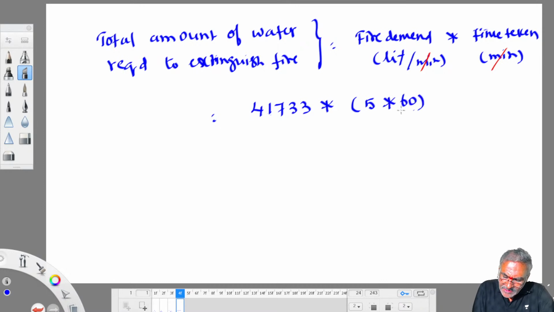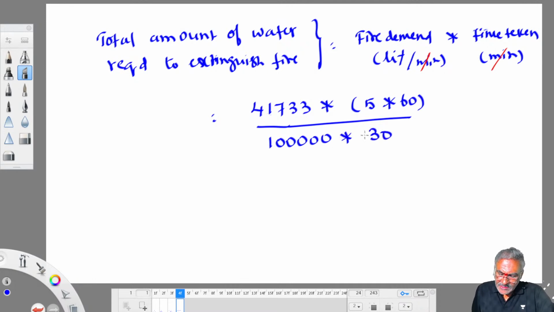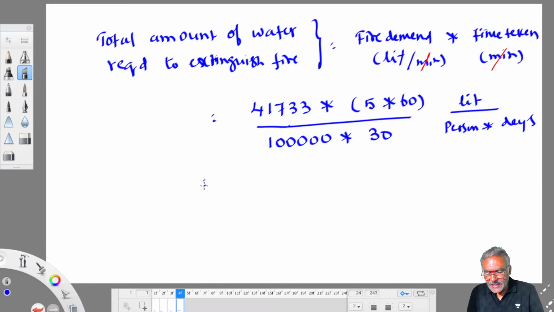So a fire accident occurs for 5 hours. 5 hours is how many minutes? 5 into 60 minutes. The population of that community is 1 lakh, and the frequency of fire accident is once in 30 days, once in a month, average 30 days. This is in liters, this is persons, this is days. Then you get fire demand in liters per person per day, nothing but LPCD.